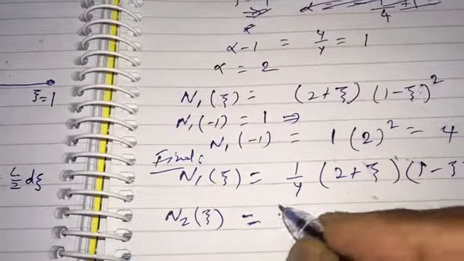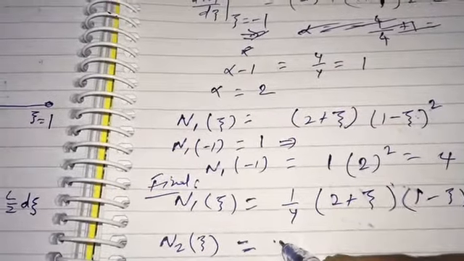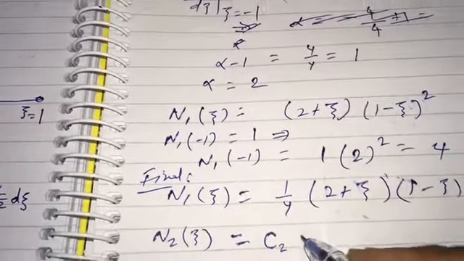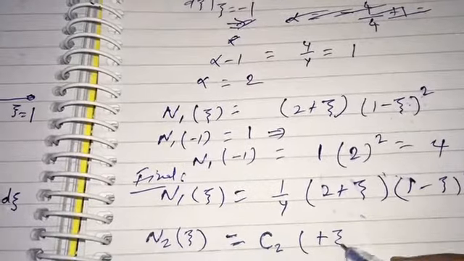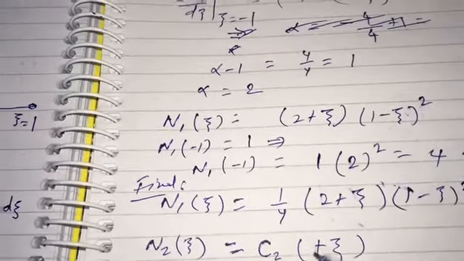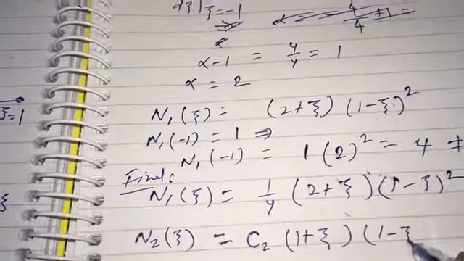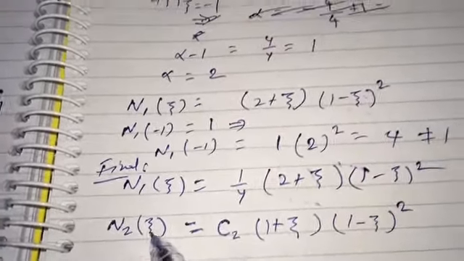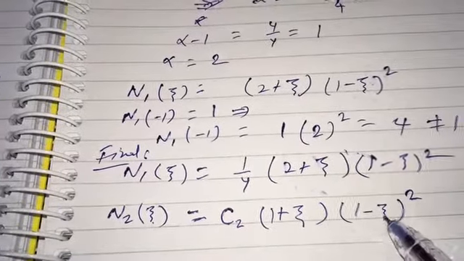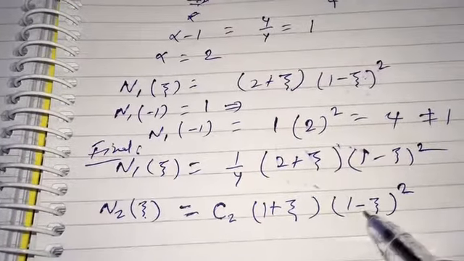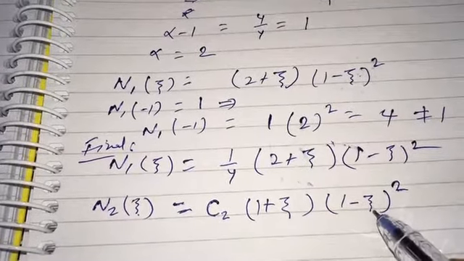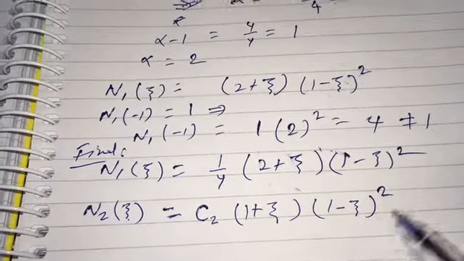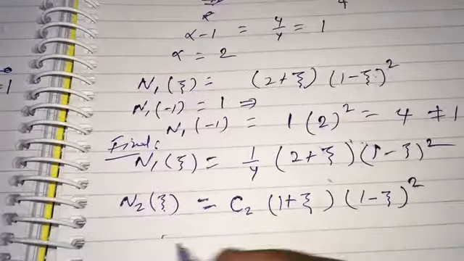So, we will simply have, let us call it, a constant C2 times 1 plus xi multiplied by 1 minus xi square. This will make sure that N2 is 0 at xi equal to minus 1, and it will make sure that N2 equal to 0 at xi equal to 1, which is required, and the slope of this is also 0 at xi equal to 1 because of the square term. So, N2 is done. What we want?